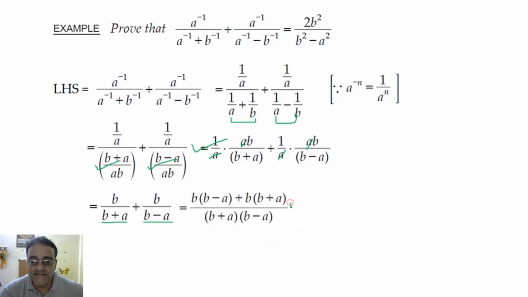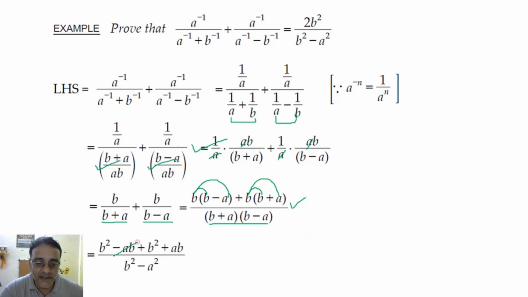This is clear? Yes, sir. Now you have to open the bracket. So b into b square minus ab. Next one b square plus ab. The denominator will become, what is the denominator if you multiply these two? b square minus a square. Very good. b square minus a square.